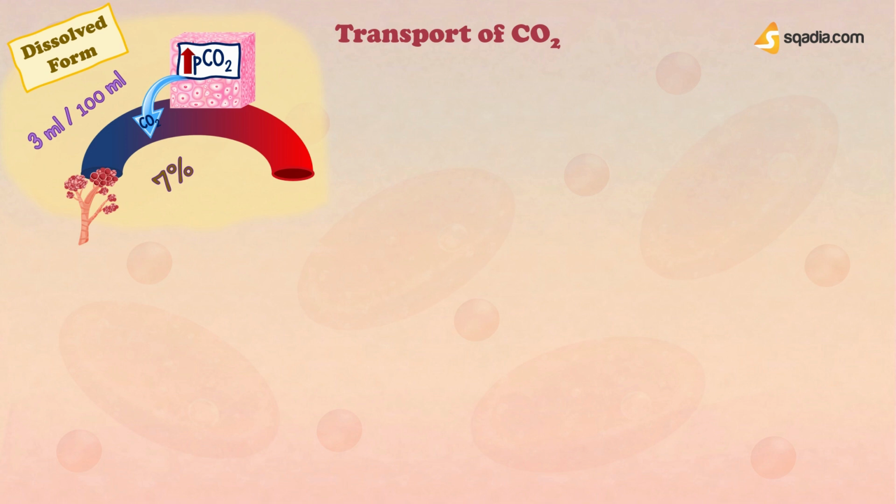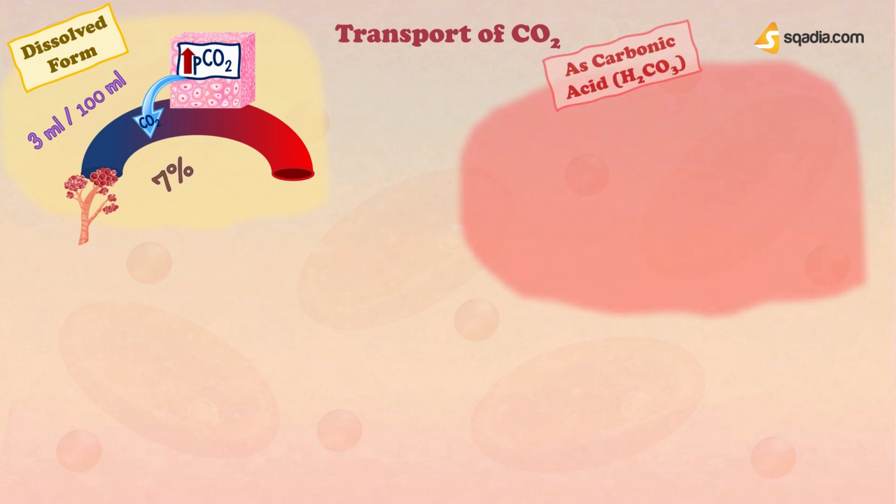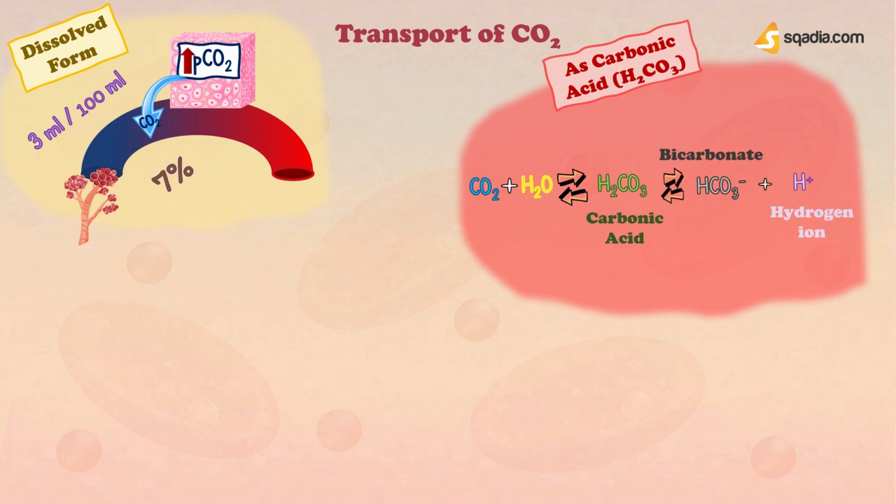Now, as carbonic acid, or H2CO3. Well, a part of dissolved carbon dioxide in plasma undergoes hydration. That means it combines with the water, and it results in the formation of carbonic acid. But this carbonic acid is highly unstable and readily dissociates into bicarbonate and hydrogen ion. So, transport of carbon dioxide in this form is almost negligible, and for that reason, you may not find it as a form of transport in most literature.